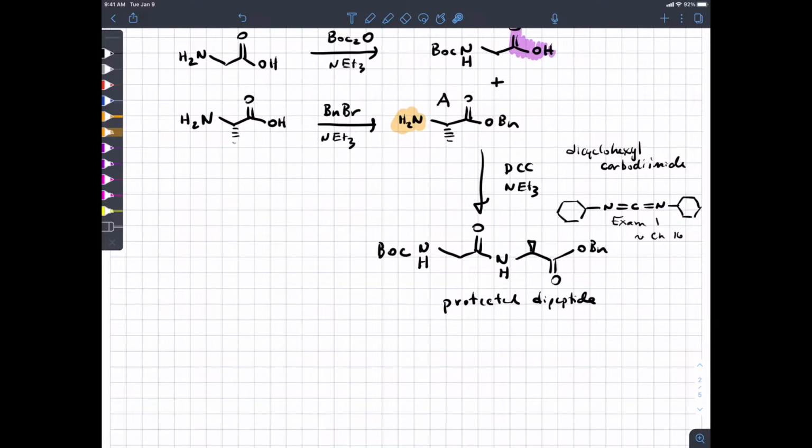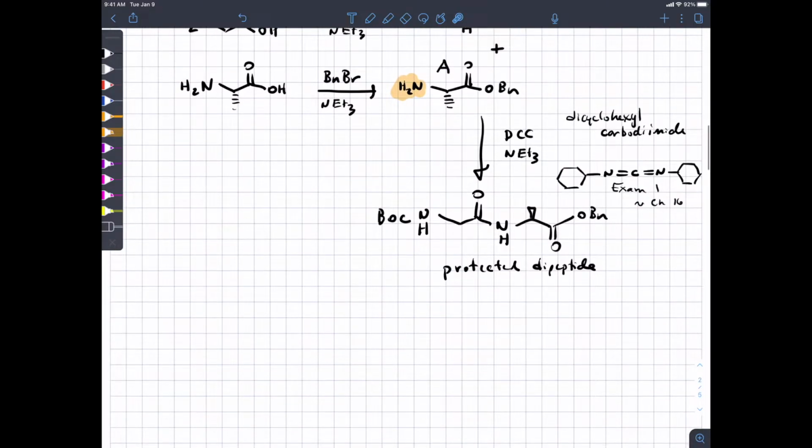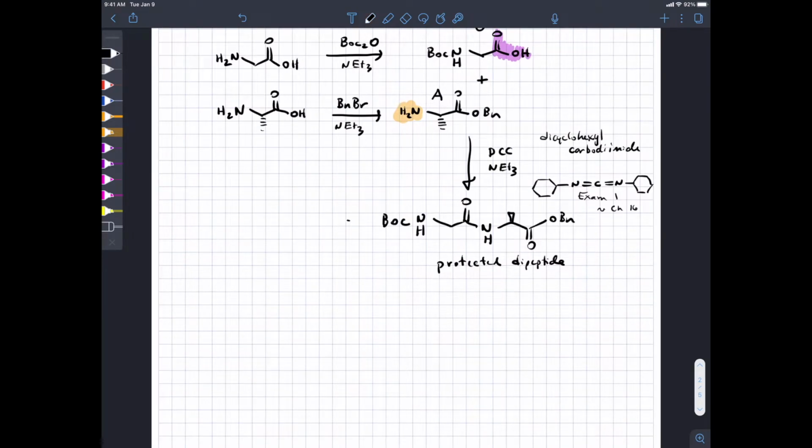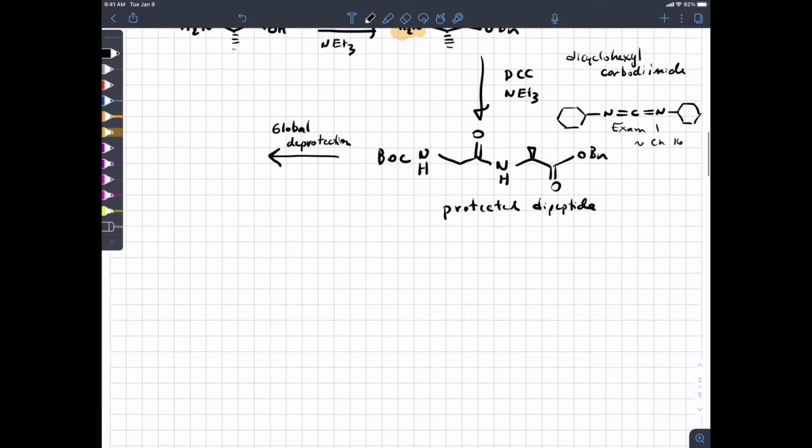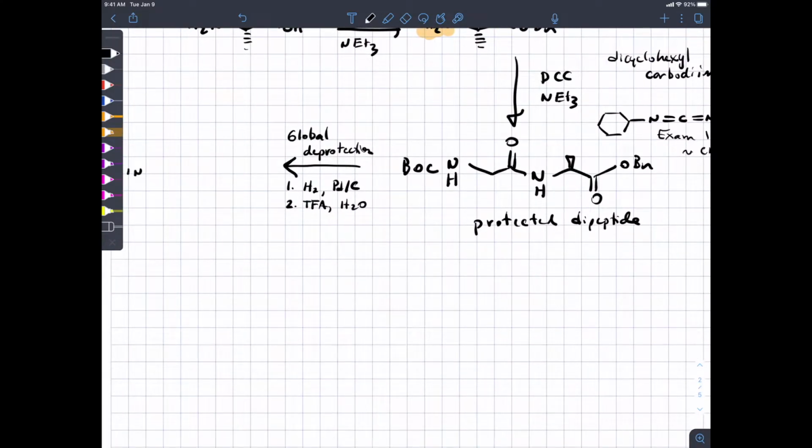All right. So depending on what we want at this stage, we can do multiple things. Suppose we wanted just to isolate the dipeptide, but we don't want the protecting groups on it. We'll need to do what I will call global deprotection. That is deprotection of both groups. There's a couple of ways you could do this. One would be to use hydrogen and palladium on carbon to remove the benzyl ester, and then TFA and water to remove the Boc group. And that would give you this dipeptide.